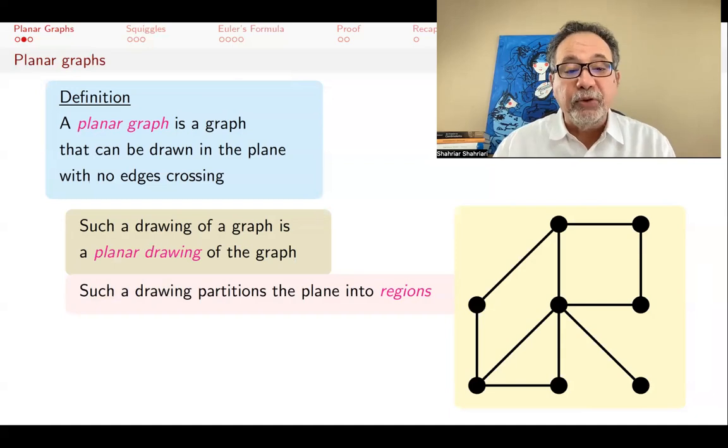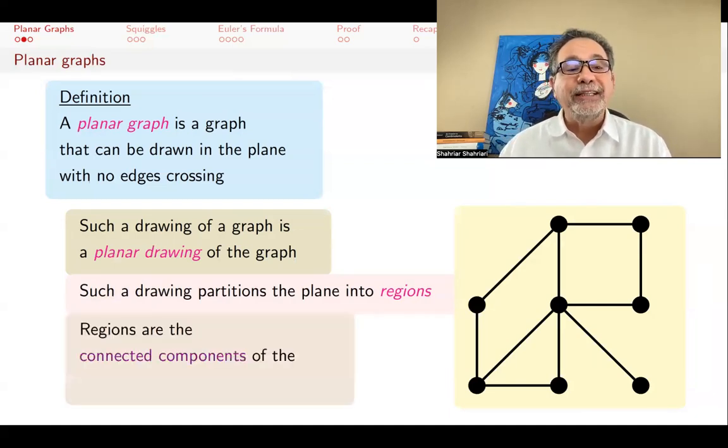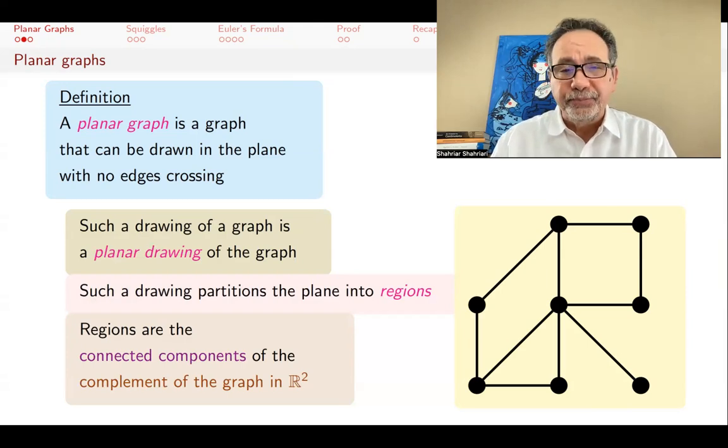A planar drawing of the graph partitions the plane into regions. What are regions? Regions are the connected components of the complement of the graph in R2. You can talk about regions only if you have a planar drawing of a graph.